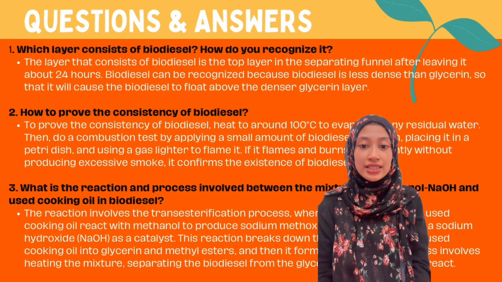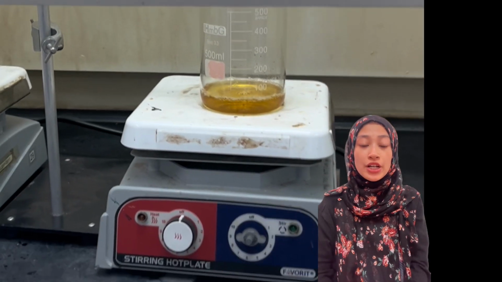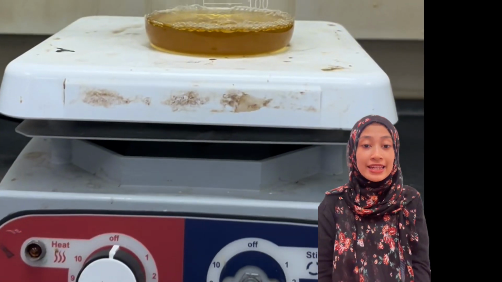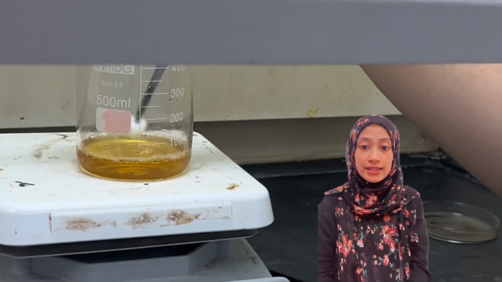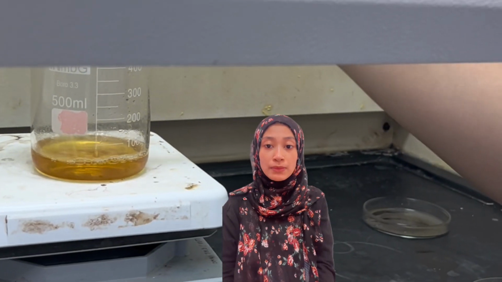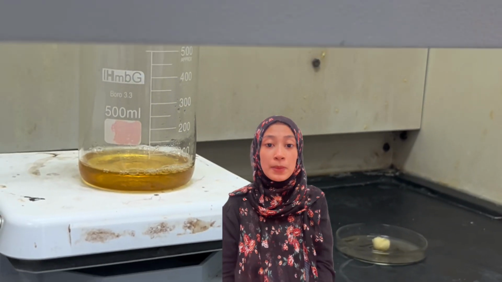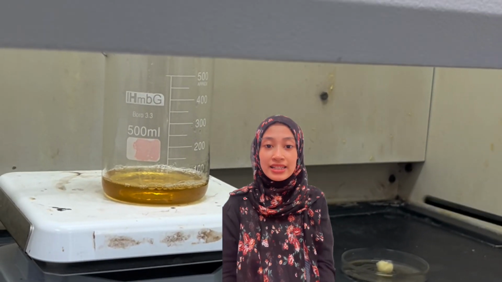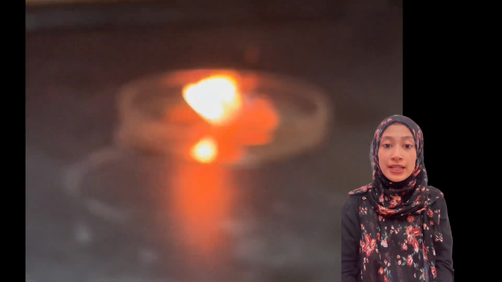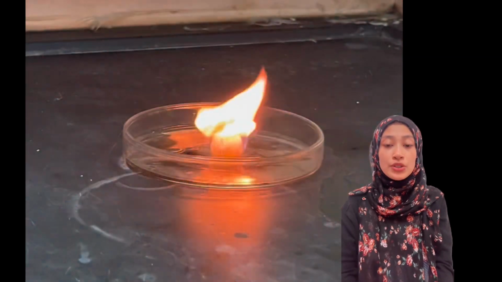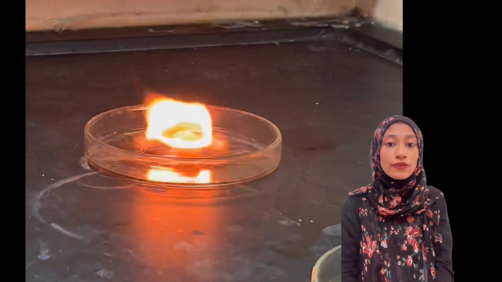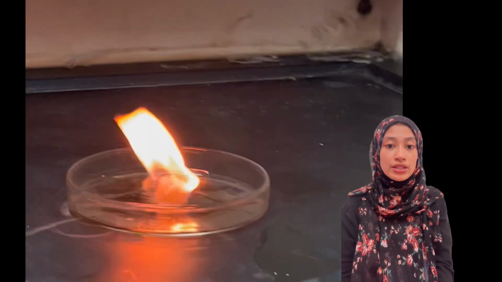Next, question number 2. How to prove the consistency of biodiesel? To prove the consistency of biodiesel, heat to around 100 degrees Celsius to evaporate any residual water. Then, do a combustion test by applying a small amount of biodiesel to cotton, placing it in a petri dish, and using a gas lighter to flame it. If it flames and burns consistently without producing excessive smoke, it confirms the existence of biodiesel.